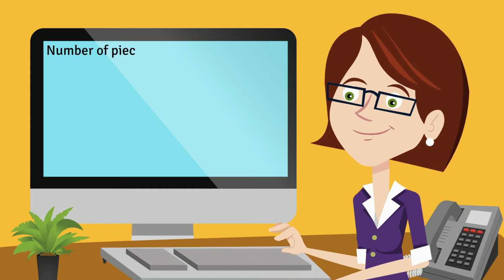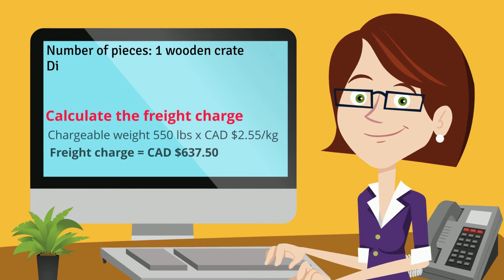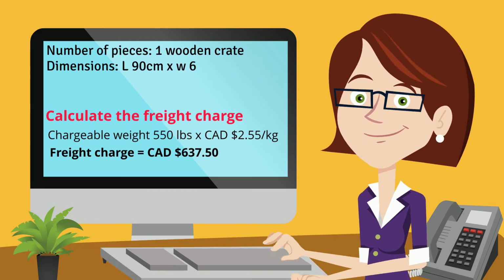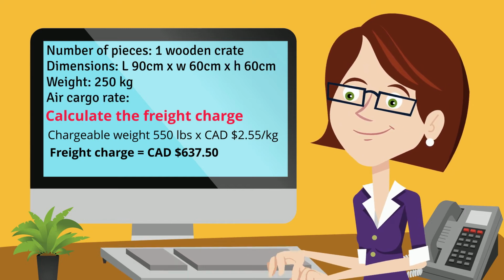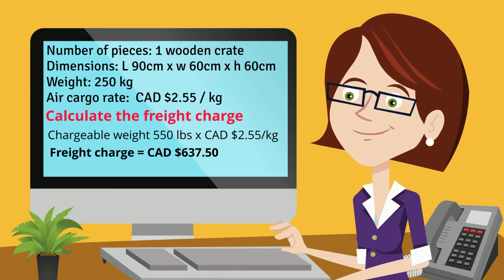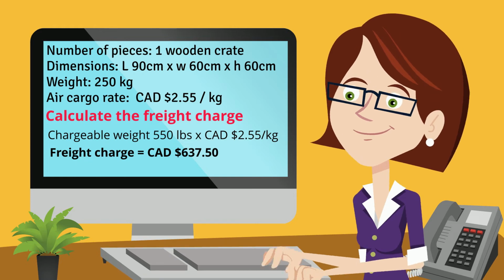Now that you've determined the chargeable weight, you can apply the freight rate. You're going to take the chargeable weight of 250 kilos and multiply it by the air cargo rate of $2.55 per kilo. That will give you a freight charge for this shipment of $637.50.